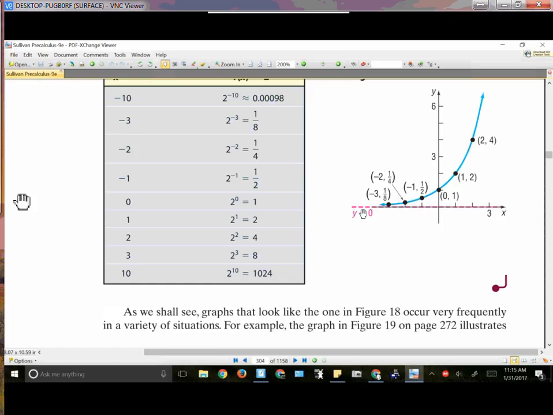Is this thing ever going to be able to touch the x-axis? In other words, is there a value that I can put in for the exponent that would make it equal 0? The answer is no. Not going to happen. It'll always have some kind of a horizontal asymptote. And this just goes off into infinity.